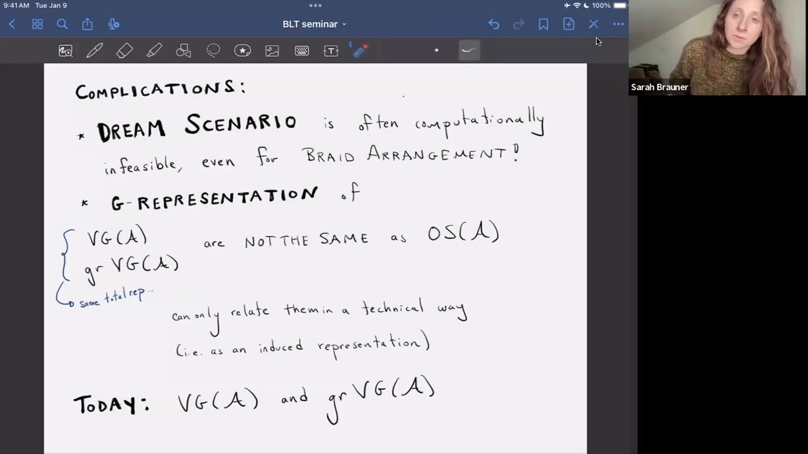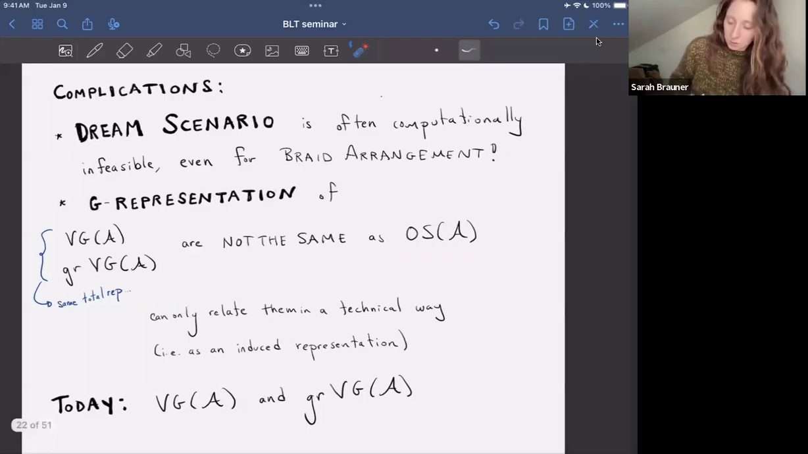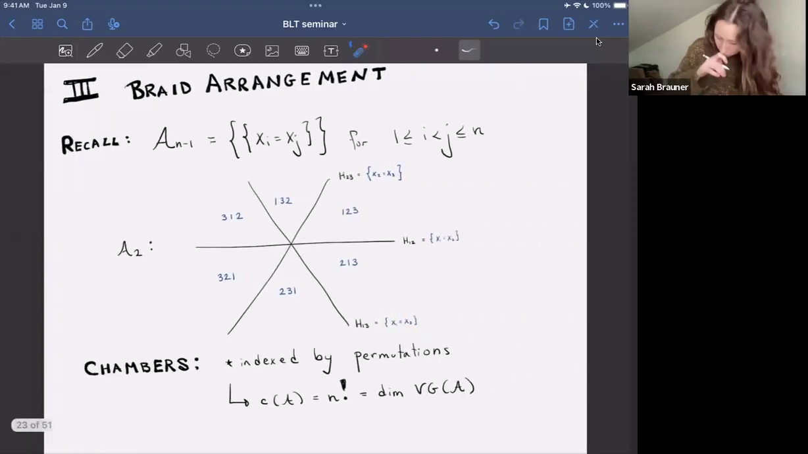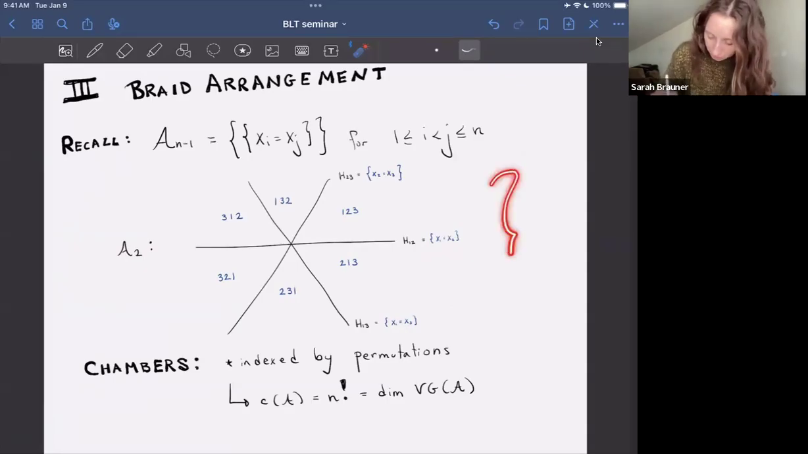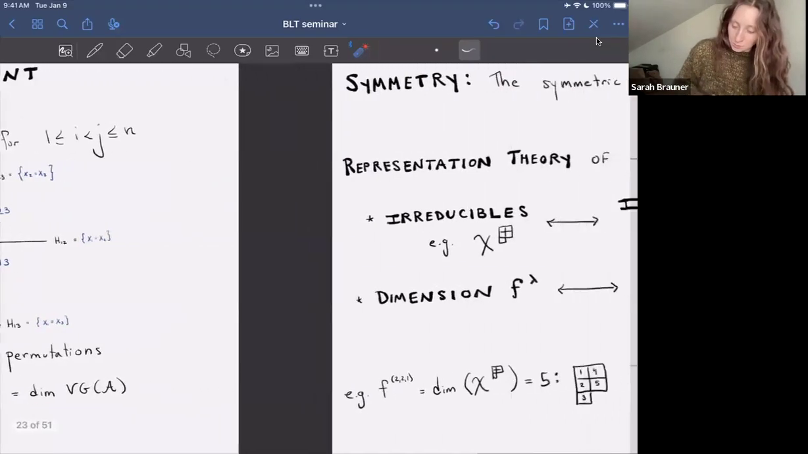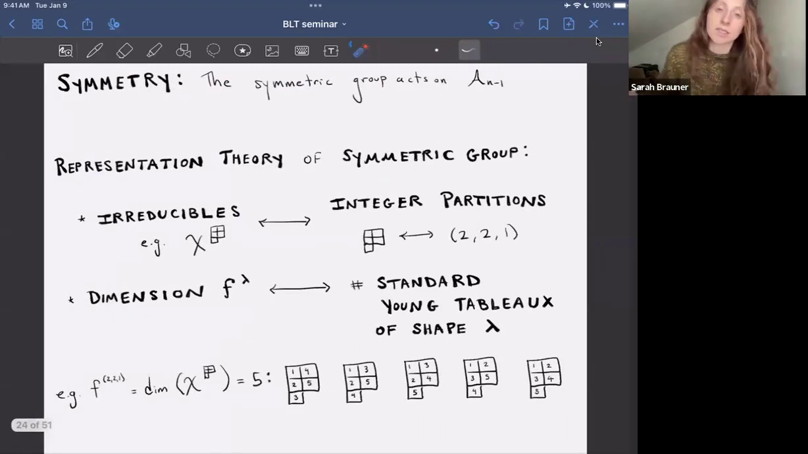Okay, other questions? Okay. So now I want to tell you about the case where we know the most, which is the braid arrangement. Here it is again. I've drawn it now a couple of times. And remember that chambers are indexed by permutations, and so the total number is n factorial. And the symmetry here is that the symmetric group acts.